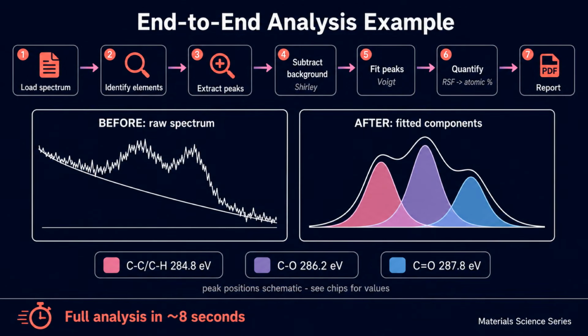Let's see a complete XPS analysis pipeline in action. Step 1 loads the spectrum from file. Step 2 reads the survey spectrum to identify which elements are present. Step 3 extracts high-resolution regions of interest. Step 4 applies iterative Shirley background subtraction, the standard baseline for XPS. Step 5 fits peaks using constrained Voigt functions. Step 6 quantifies composition using relative sensitivity factors. Step 7 generates a PDF report with spectra and composition table. The entire pipeline executes in roughly 8 seconds, demonstrating the power of automated spectral analysis for high-throughput workflows.